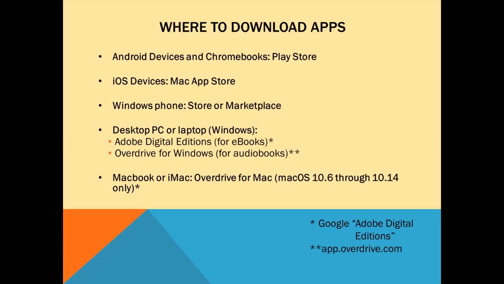For Android devices and Chromebooks, you'll download the application through the Play Store. With iOS or Apple devices, the Mac App Store. For Windows phones, the Store or Marketplace. And then desktop PC or laptop. For Windows, you'll need to download and install Adobe Digital Editions for ebooks, and Overdrive for Windows for audiobooks, so it'll be two separate programs.